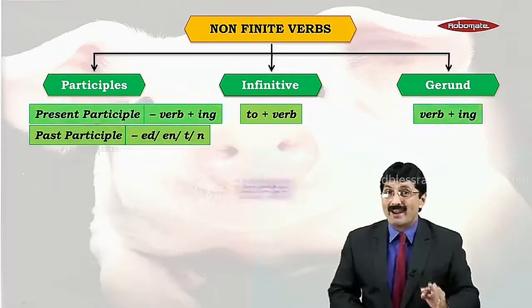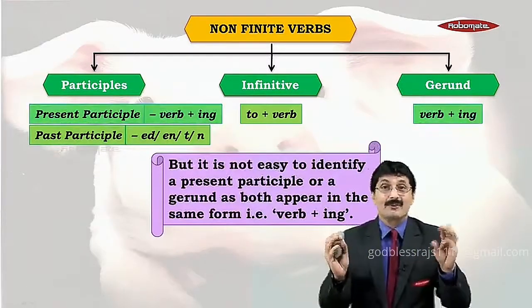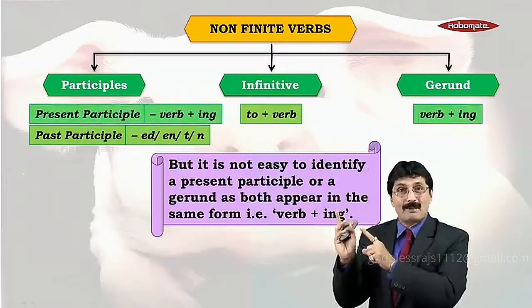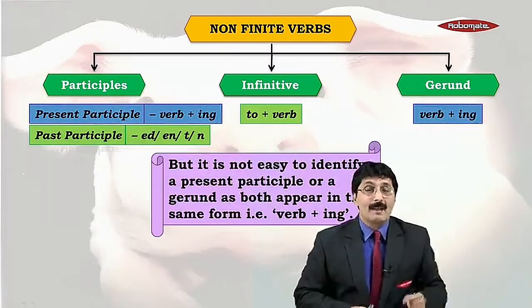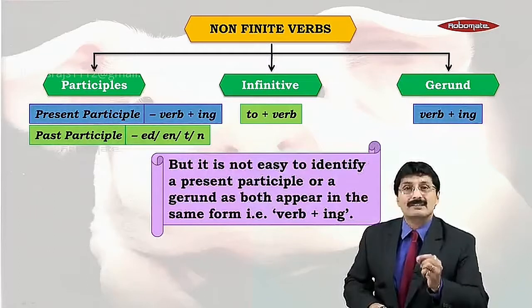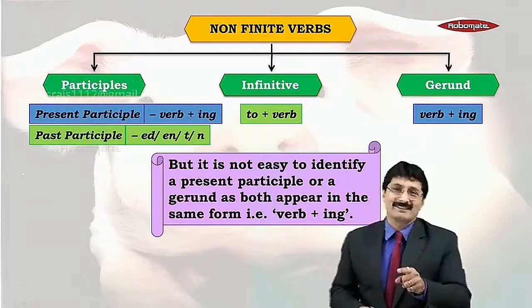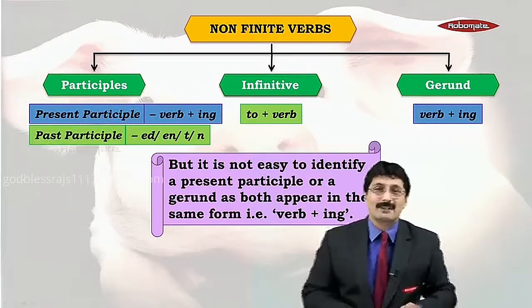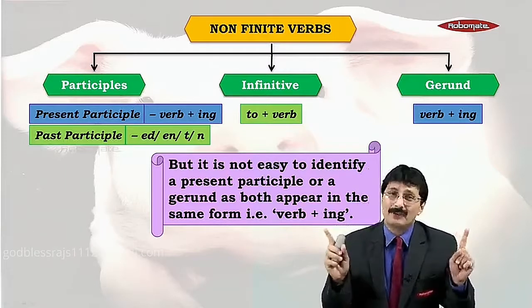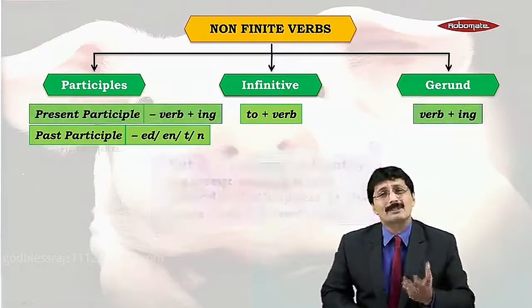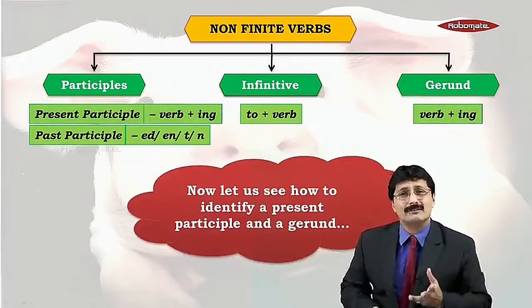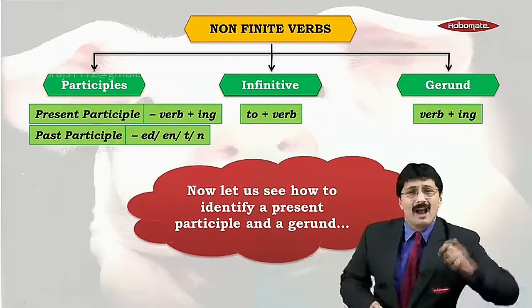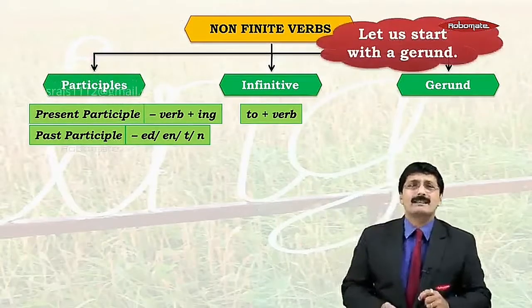So, where is the confusion between the present participle and the gerund? Because both appear the same. But my dear friends, appearances are deceptive because they have different functions. It becomes so easy once you know their function. How to identify, how to differentiate? Let's have a look.